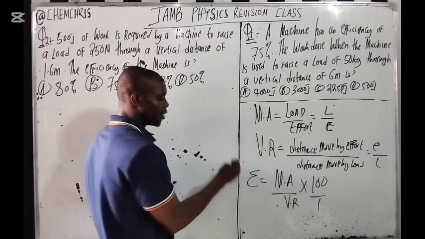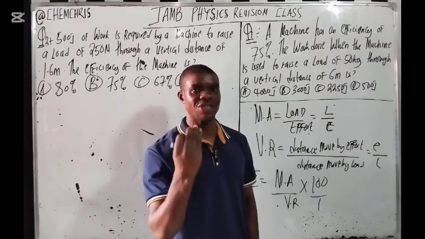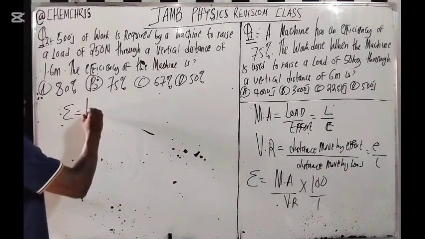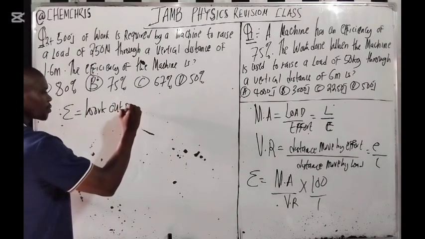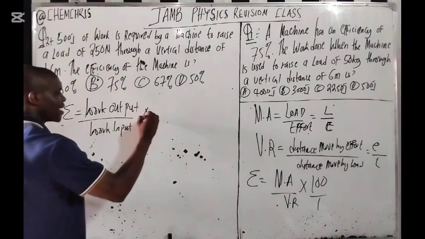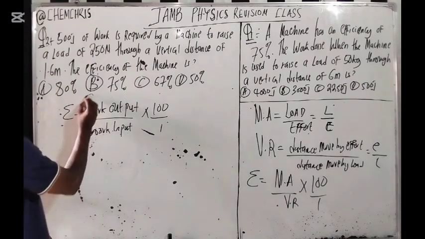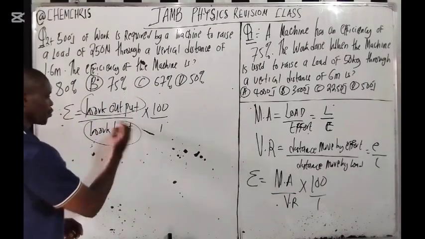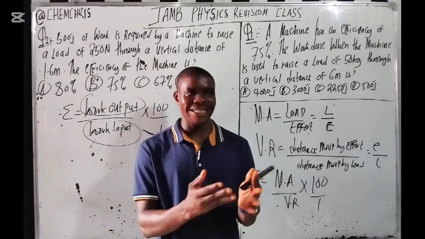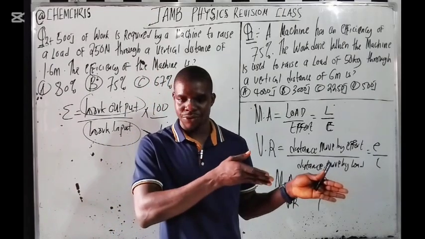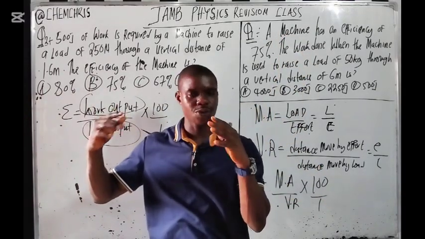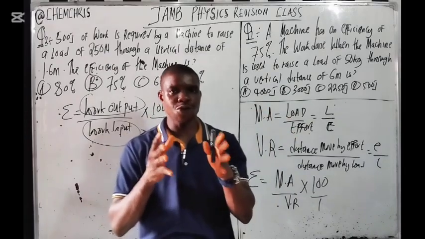But this is not the only formula you need when calculating the efficiency of a machine. There's another formula, which is efficiency equals work output over work input times 100 over 1. Now, what is work output and what is work input? Remember, what do you use a machine for? A machine is something that will make our work easier for us. We have different types of machines, and we are going to solve different problems on different types of machines. So please pay attention here.